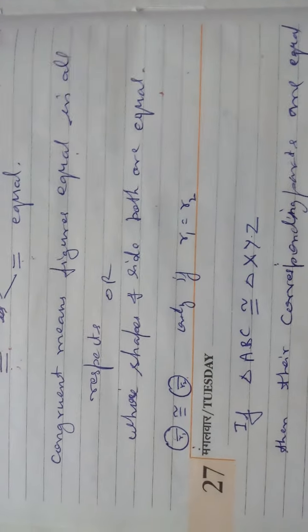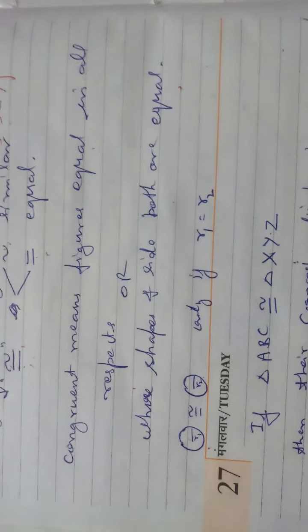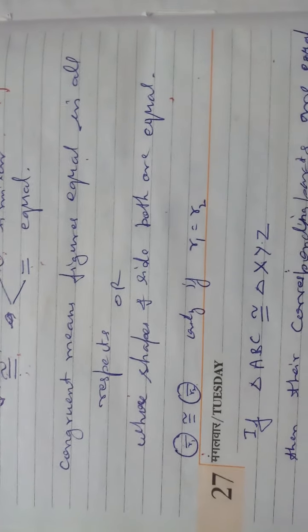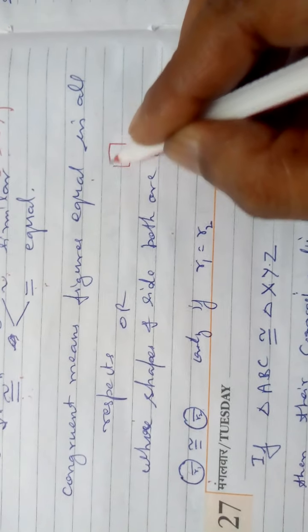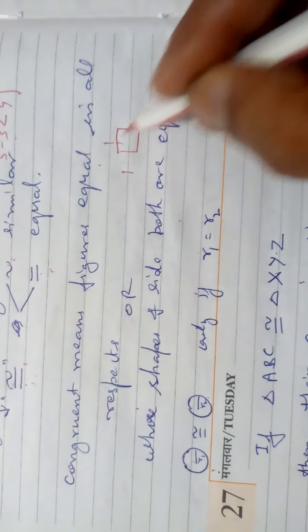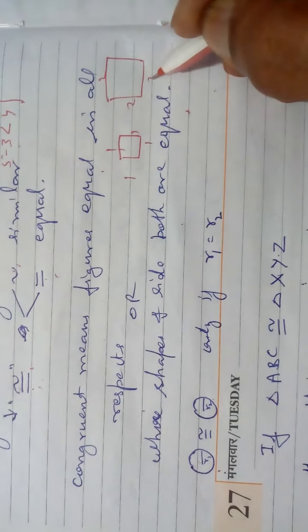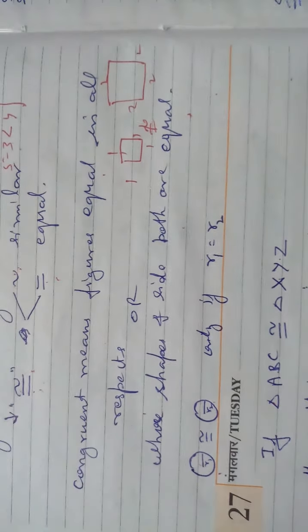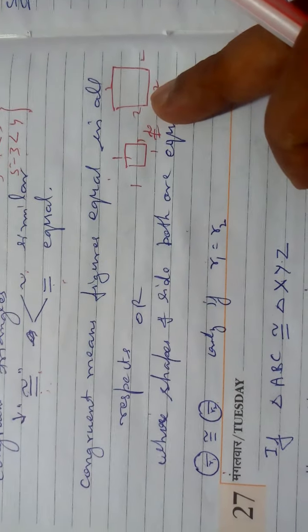Congruent figures: shape and size both are equal. Squares are congruent if their sides are equal; one square is congruent to the other. If one square has a side of 1 centimeter and another has a side of 2 centimeters, then they are not congruent. But when both are 1, then both are congruent.